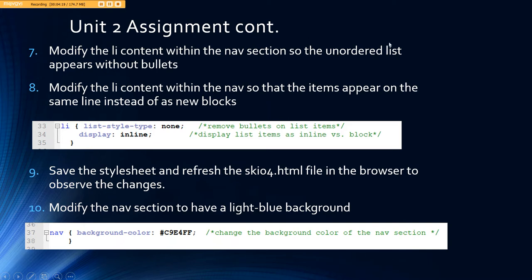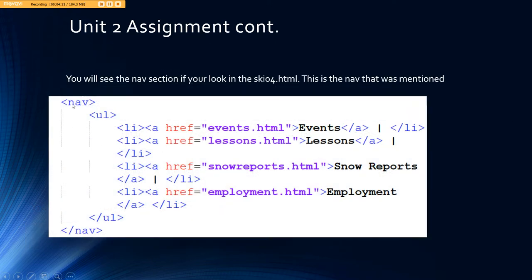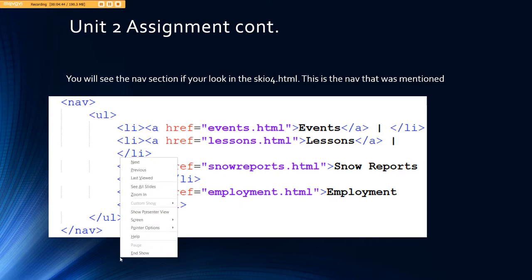I didn't copy them, each screenshot for each. Then you're going to modify the LI content within the nav section. Now if I want to show you, in the HTML file, this is the nav section. And it has an unordered list, and these are the list items. That's why it's called LI, list items. Let me go back.